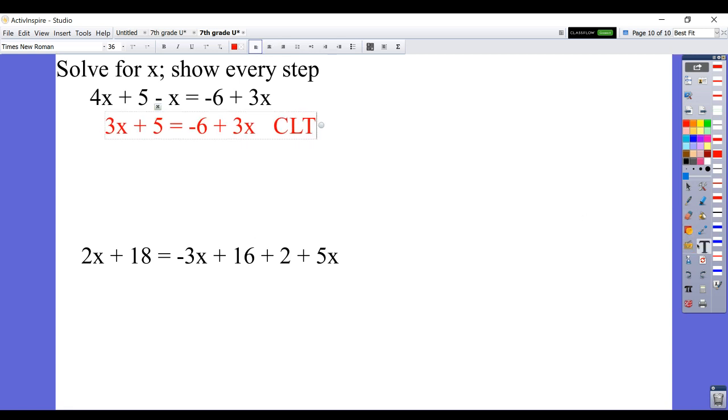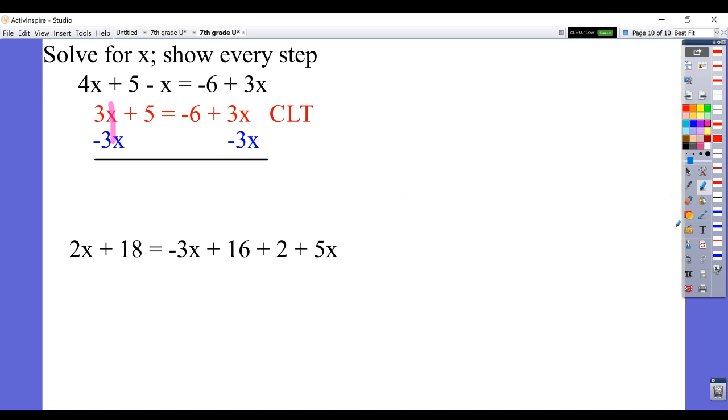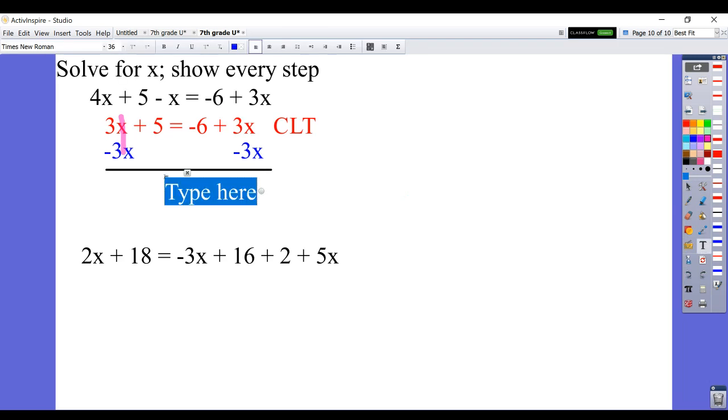Then we would get rid of our 3x from both sides because we want to get our variable to one side. So we're going to put a minus 3x and a minus 3x. And when we do that, this is going to zero out. And we're going to get 5, oops, 5 equals negative 6. And this is going to zero out.